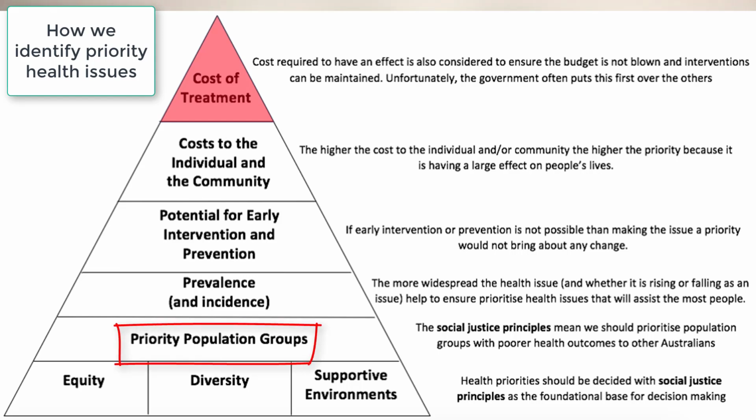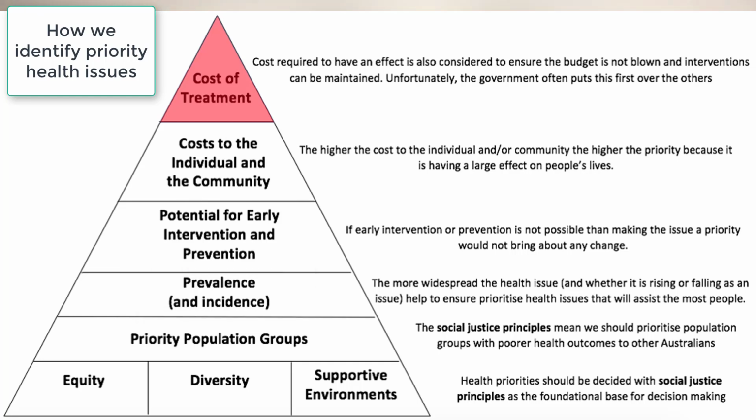So the social justice principles mean that we should prioritise population groups with poorer health outcomes compared to other Australians. We need to make sure that they are getting equity, that we're accounting for the diversity and providing supportive environments for those groups. We have to think about the prevalence. If the disease is more widespread, then it is more likely to be a health issue.